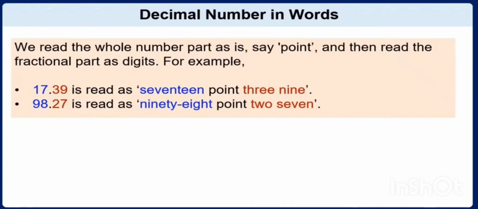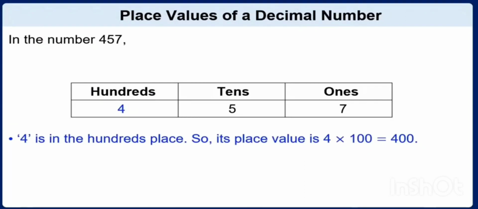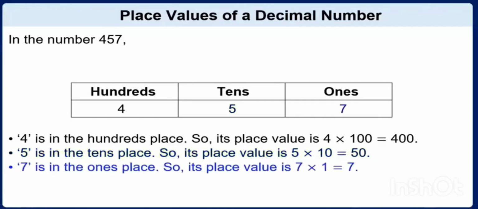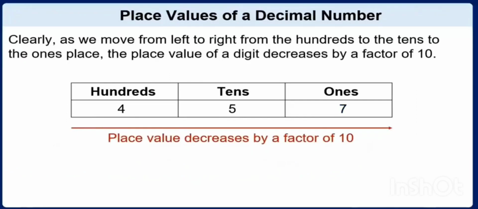Let us recall the place values of the digits in a number. In the number 457, 4 is in the hundreds place, so its place value is 4 times 100 equals 400. 5 is in the tens place, so its place value is 5 times 10 equals 50. 7 is in the ones place, so its place value is 7 times 1 equals 7. Clearly, as we move from left to right, from the hundreds to the tens to the ones place, the place value of a digit decreases by a factor of 10.